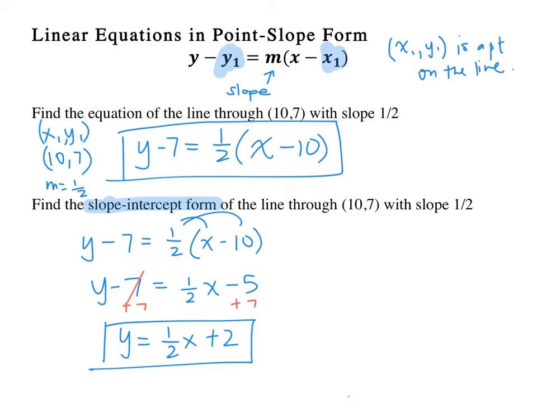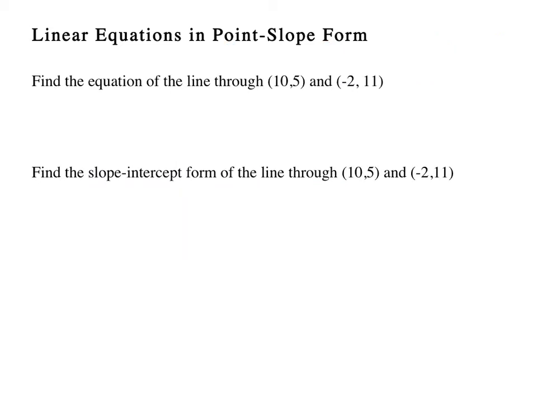I'll convert it based on what the question's asking, and for the most part they'll just tell you to put it in slope-intercept form. Now we're going to take it one step further. Find the equation of the line through (10, 5) and (-2, 11). You'll notice now I'm only given 2 points. So there's slope-intercept form, there's point-slope form. There is no point form, right?